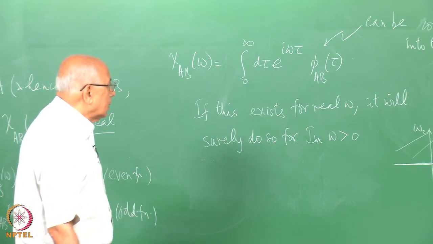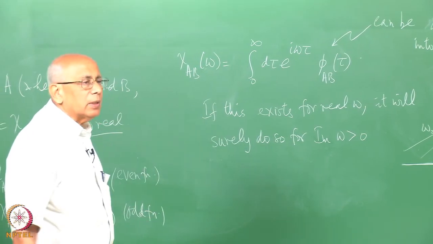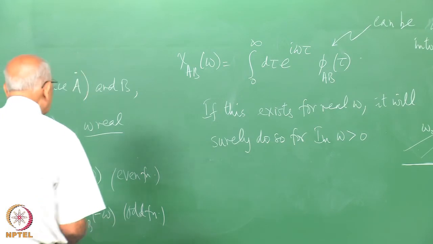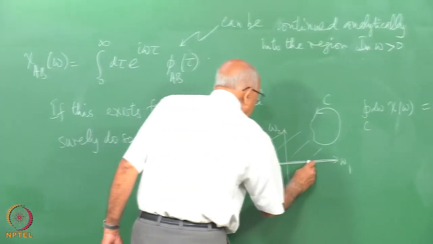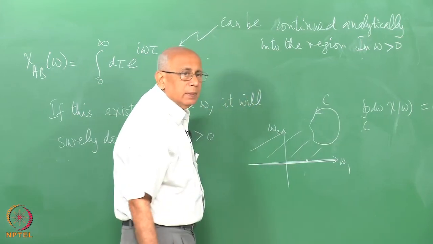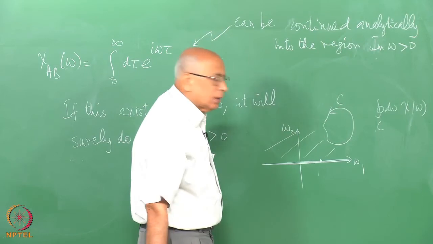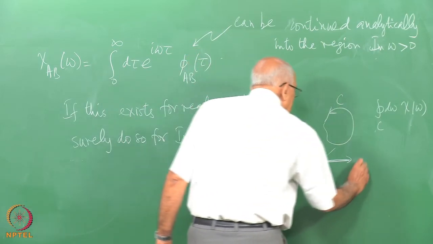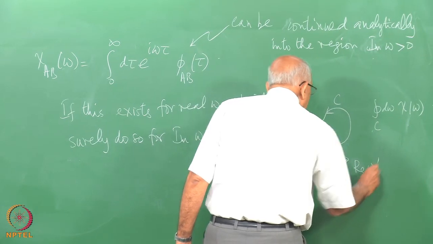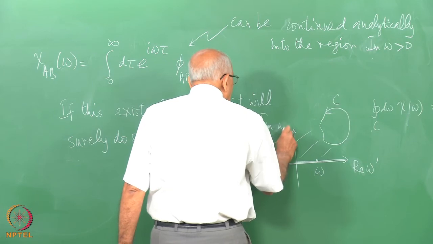Okay. So, now suppose you start with some value of omega on the real axis, which we are interested in. Let us suppose I start with some fixed value of omega here, and I want to choose another symbol for the integration variable. So, let me call this omega and let me call this real omega prime, and this is imaginary omega prime.